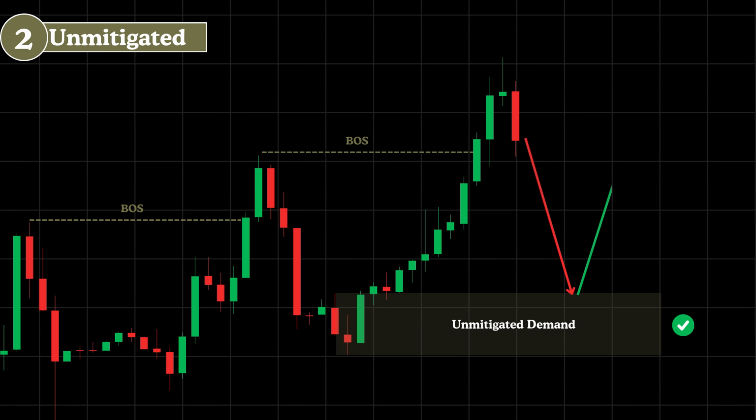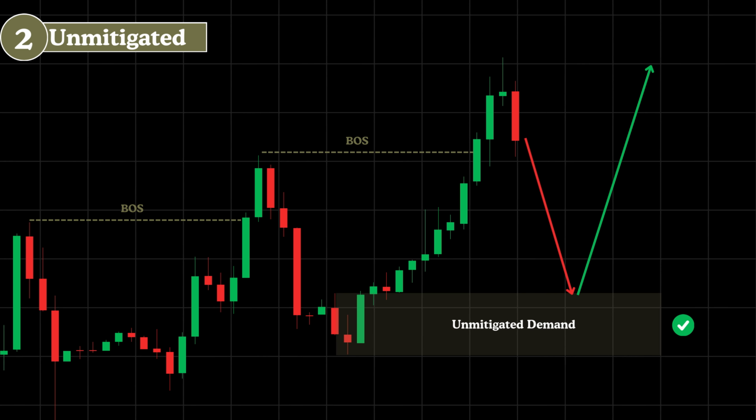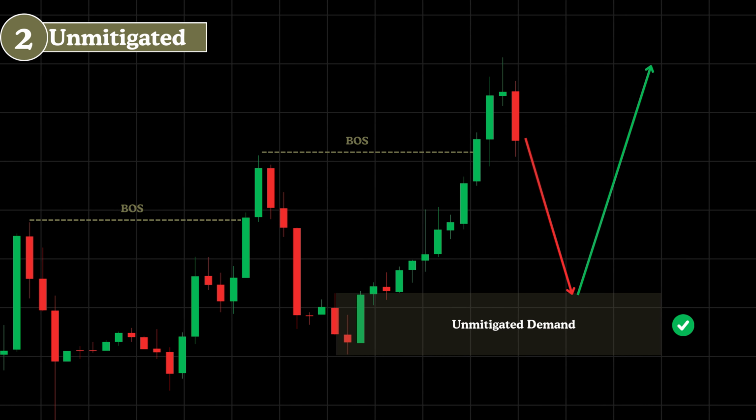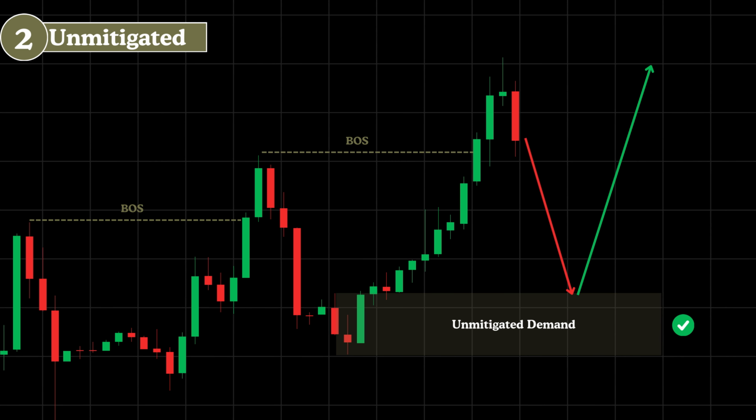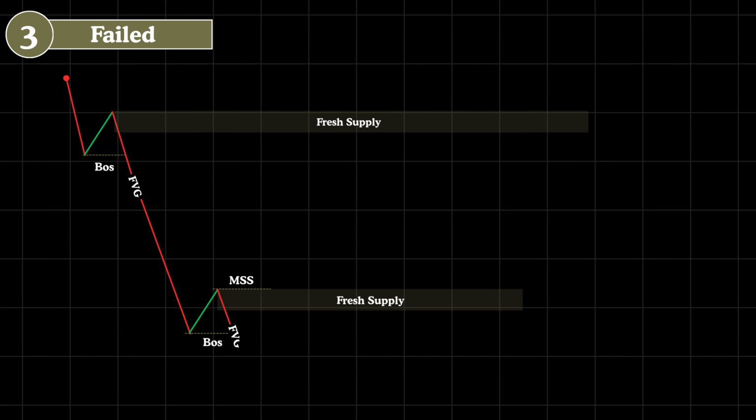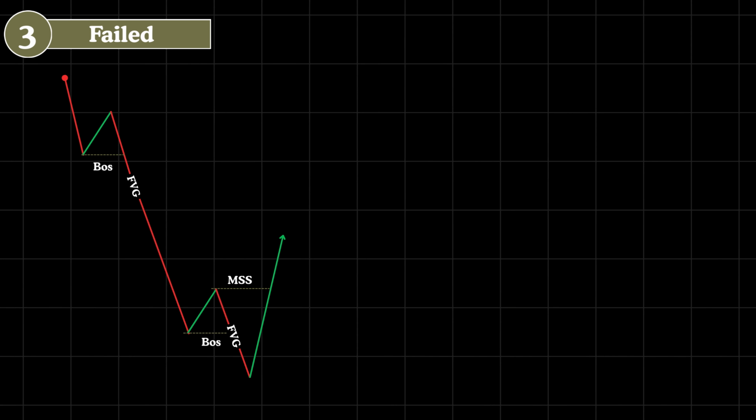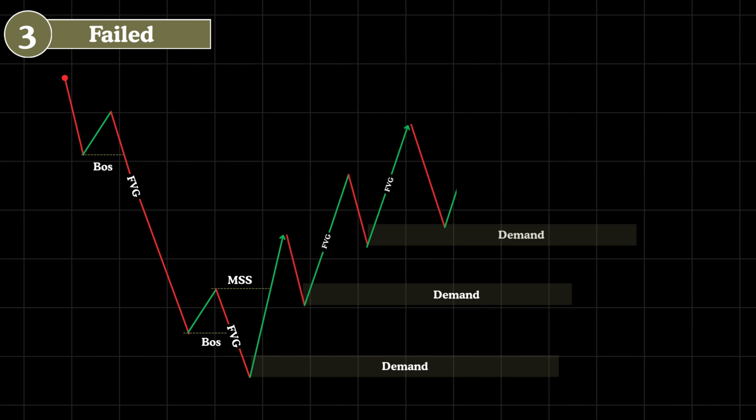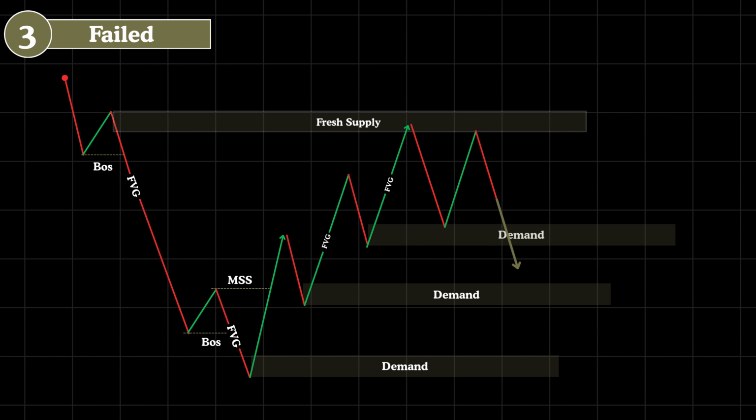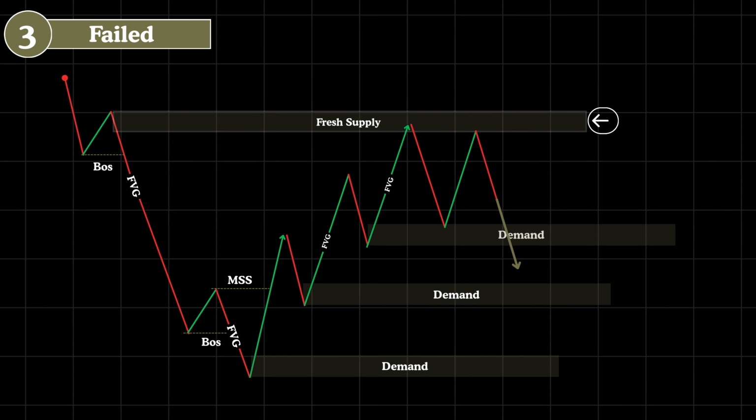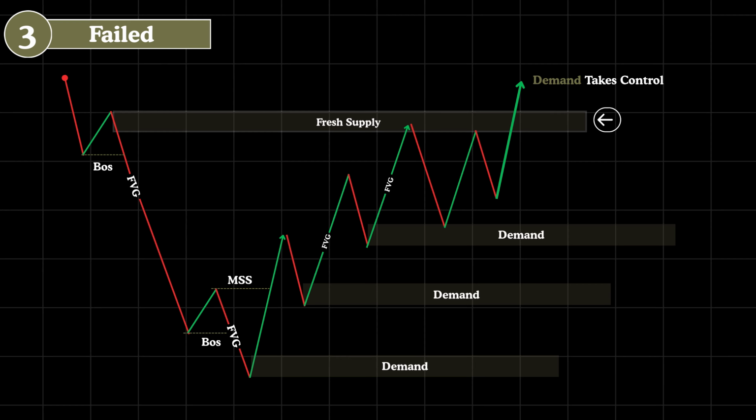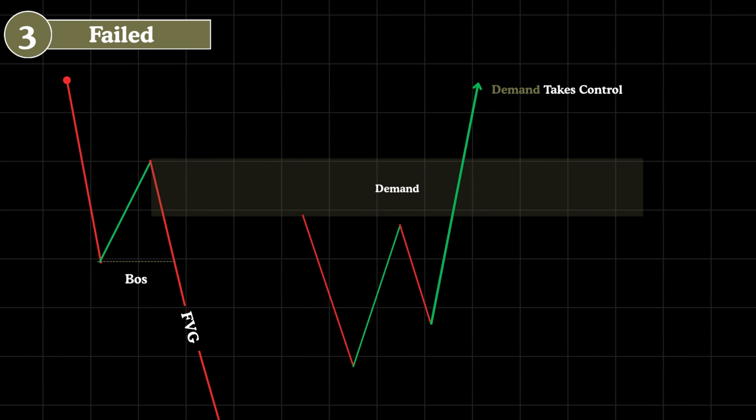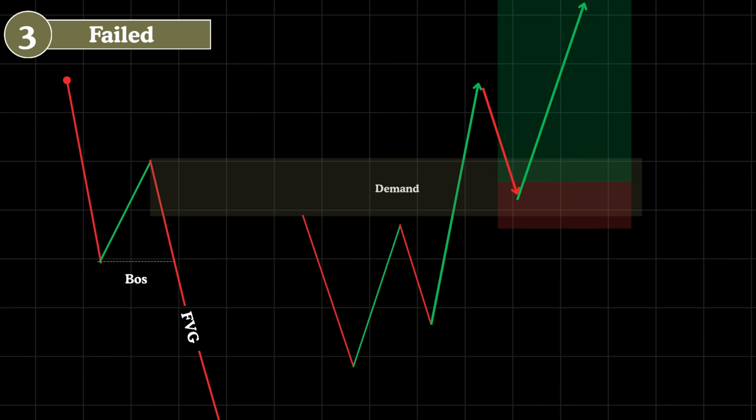Unmitigated zones are those where price hasn't yet revisited after formation. These are the most critical zones to monitor, since there's a high probability that price will return to mitigate them, often sparking strong moves or reversals. The third type is failed zones. As the name suggests, these are zones that price doesn't respect. Instead, price pushes through them and closes beyond with a candle body in the opposite direction. Why do they matter? Failed supply and demand zones reveal which side holds control, where potential shifts in market structure may occur, and how to prepare for the next major move.